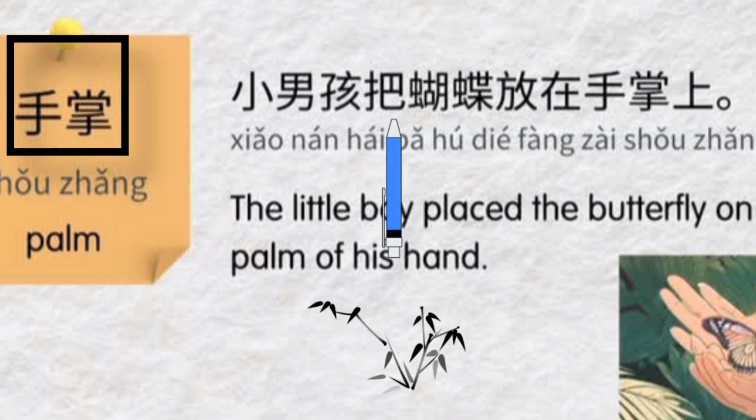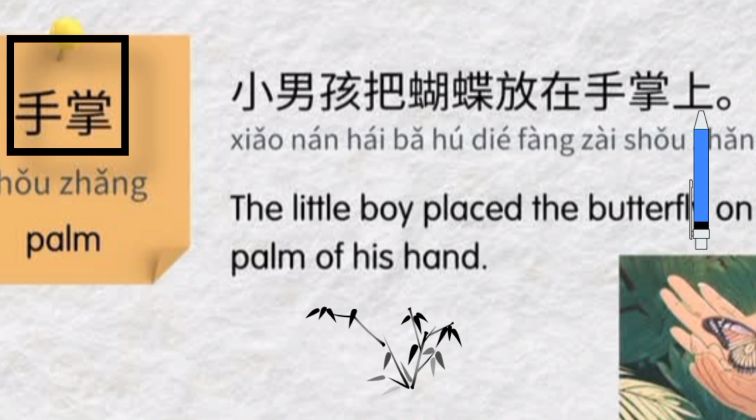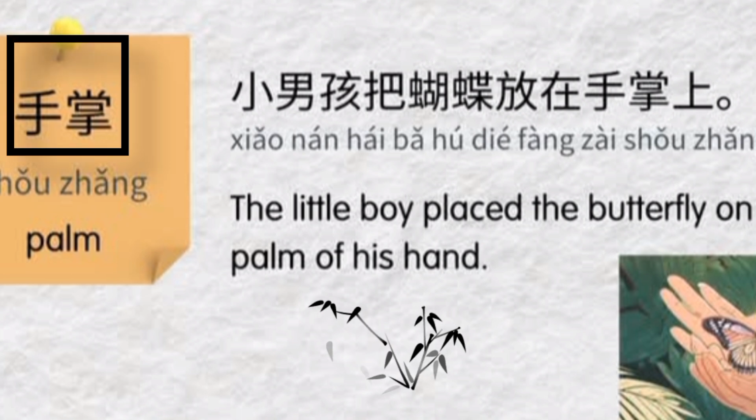小男子把狐狸放在手掌上。The little boy placed the butterfly on the palm of his hand. Let's explore the example one by one to understand it more clearly. 小男子, little boy. 把狐狸放, placed butterfly. 在手掌上, on palm. So together it makes 小男子把狐狸放在手掌上。The little boy placed the butterfly on the palm of his hand.